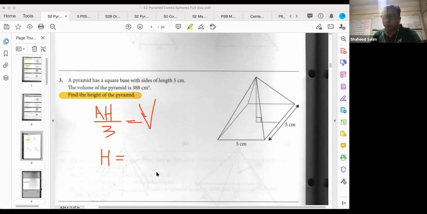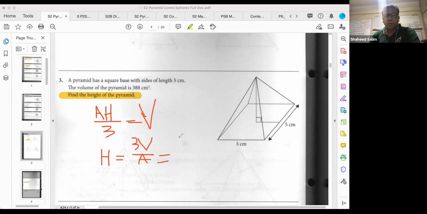So what's the formula? You can write on top. Or you send me. Oh, on top here. Oh, you're done already. Okay. First of all, I'm gonna just move it around. So H is equals, we want to find the height, right? Equals to 3V over A.